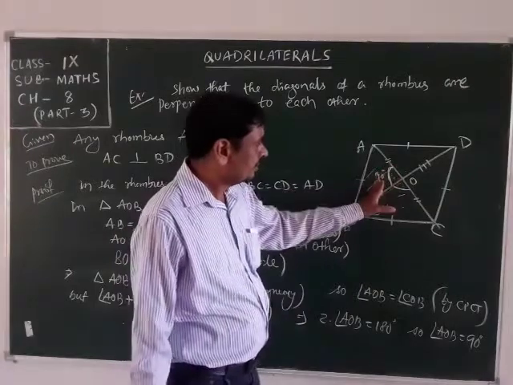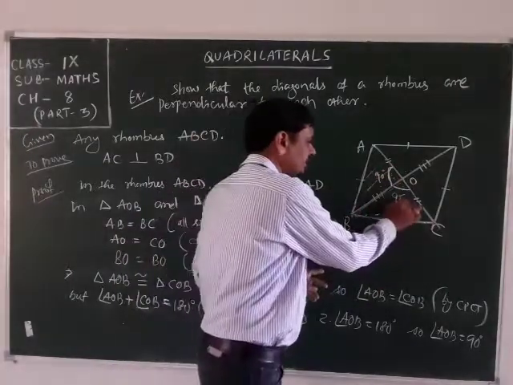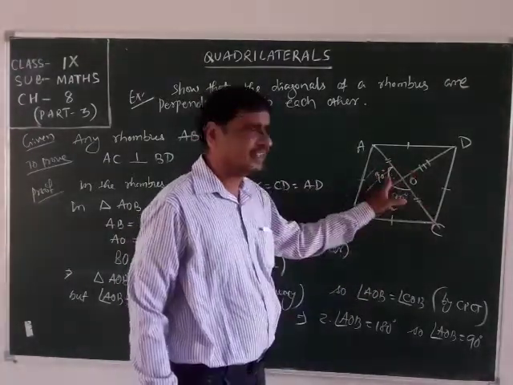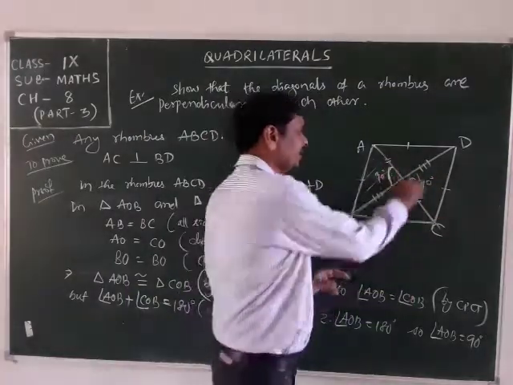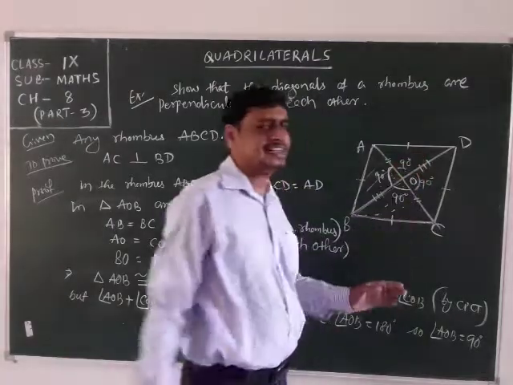Then these two are equal, so this one is also 90 degrees. These two are vertically opposite, so this one is also 90 degrees. And these two are also vertically opposite, so this one is also 90 degrees. All the angles are 90 degrees.